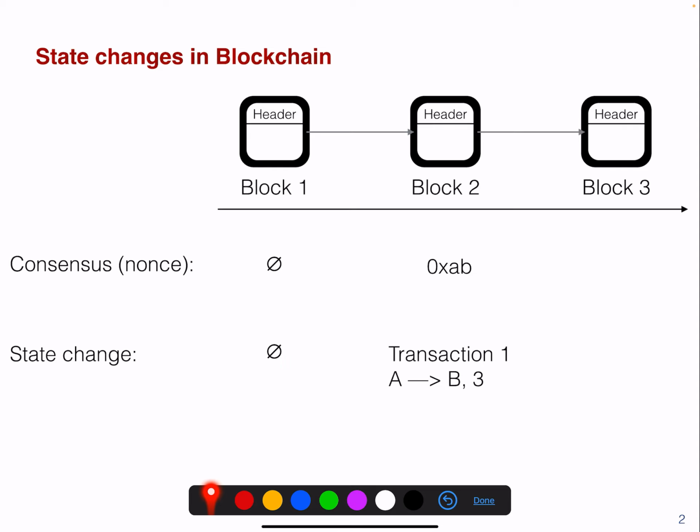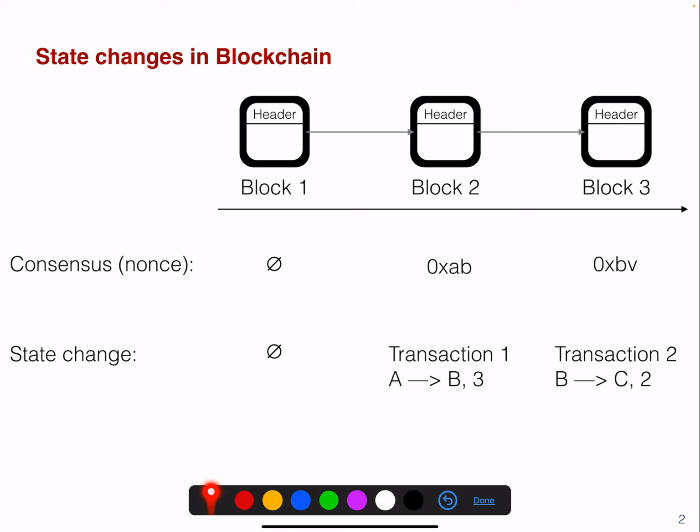Now, if we move forward, so let's say we move to block number 2, then there's a consensus that needs to be reached. This is, for example, reached through proof of work. It can also be reached through proof of stake or other consensus mechanisms. And here we have then the list of possible state transitions that we can include in the block. For example, we can have transaction number 1, which says I want to transfer from address A to address B 3 coins. Right. So that's a possible state change.